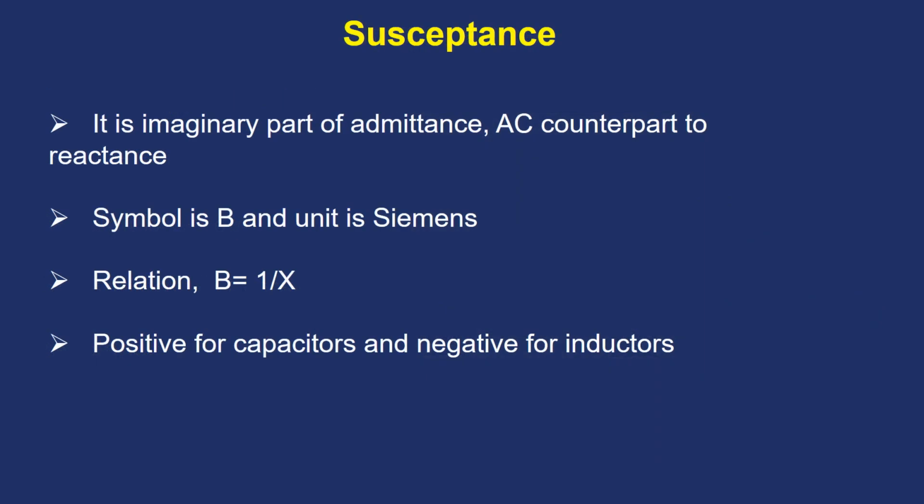So next is susceptance. It is the imaginary part of admittance, and it is the AC counterpart to reactance. We just read about reactance, so it is the counterpart to the reactance. Symbol is B, unit is Siemens, and the relation is B is equal to 1 upon X, as it is opposite to the reactance. So it is positive for capacitors and negative for inductors.